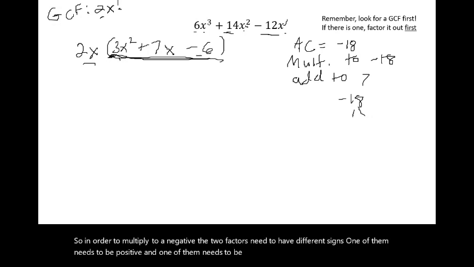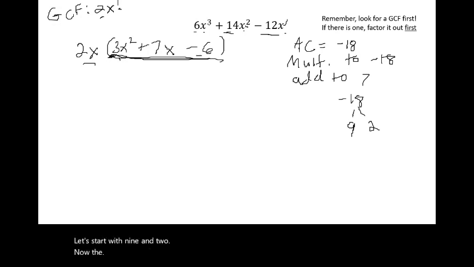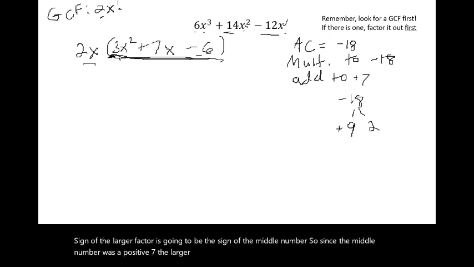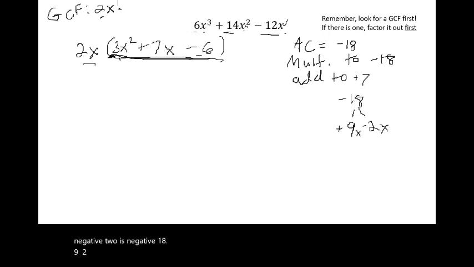So two numbers that multiply to 18, let's start with 9 and 2. Now the sign of the larger factor is going to be the sign of the middle number. So since the middle number was a positive 7, the larger factor is going to take the sign of the middle number. So the 9 is going to be positive and the 2 is going to be negative, because positive 9 times negative 2 is negative 18. 9 minus 2 is positive 7.